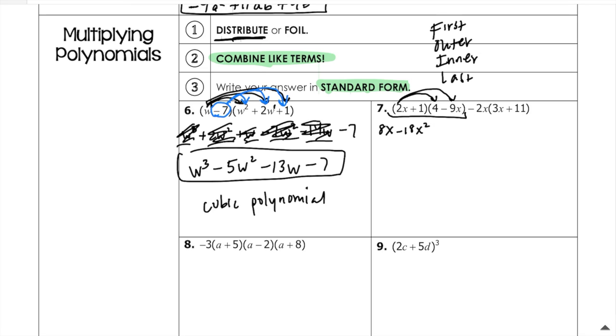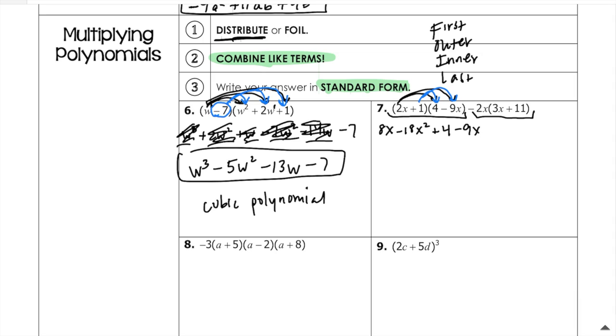So now I have to do my second piece, right? So I have 1 times 4 and 1 times -9x. So 1 times 4 will give me 4, and 1 times -9x will give me -9x. Okay, let's take care of this second piece.